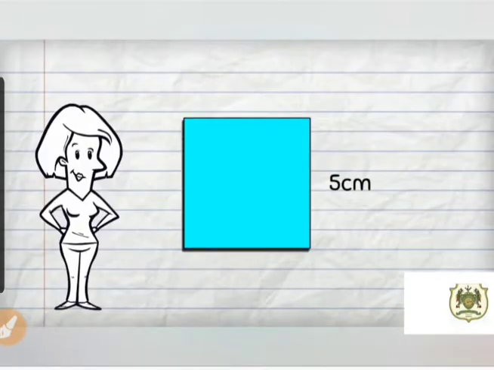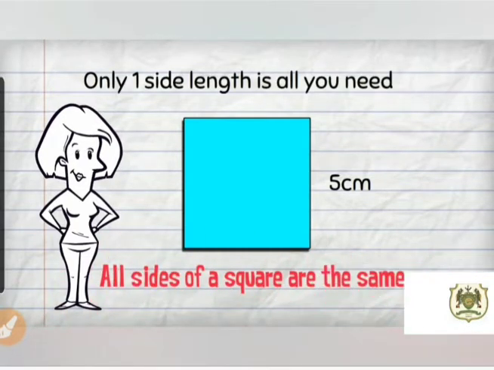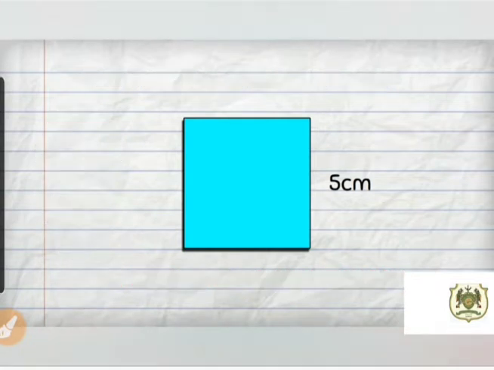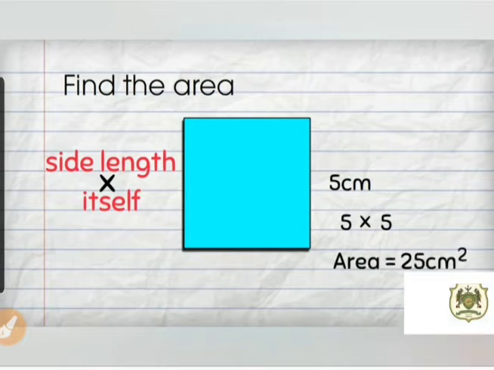Moving forward, let's talk about the square. Now, only one side length is all you need in a square because all the sides of the square are the same. So here it is given 5. I'm going to multiply the length by its own side, side into side. So 5 into 5 gives me the area of the square, 25 centimeter square. So we have got a formula.